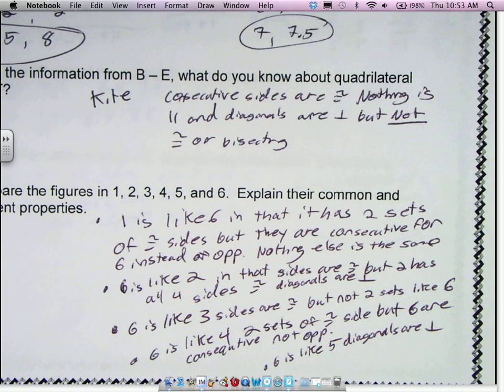Okay. 1 is like 6, in that it has 2 sets of congruent sides, but they are consecutive for 6 instead of opposite. Nothing else is the same. 6 is like 2, in that the sides are congruent, but 2 has all 4 sides congruent. Diagonals are perpendicular. 6 is like 3, because the sides are congruent, but not 2 sets like 6. 6 is like 4. It has 2 sets of congruent sides, but 6's are consecutive, not opposite. And 6 is like 5 because the diagonals are perpendicular.